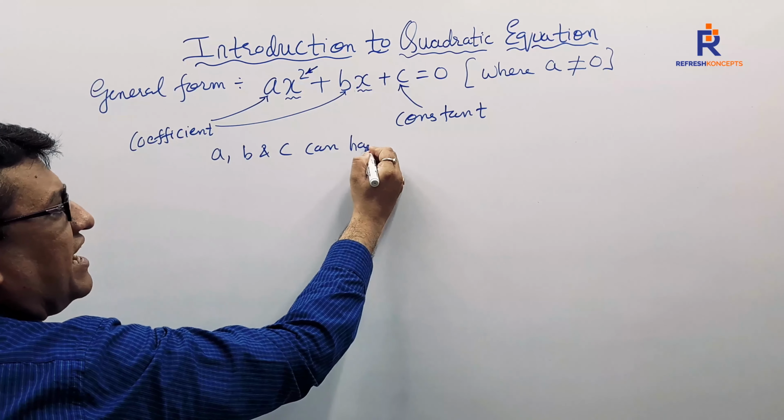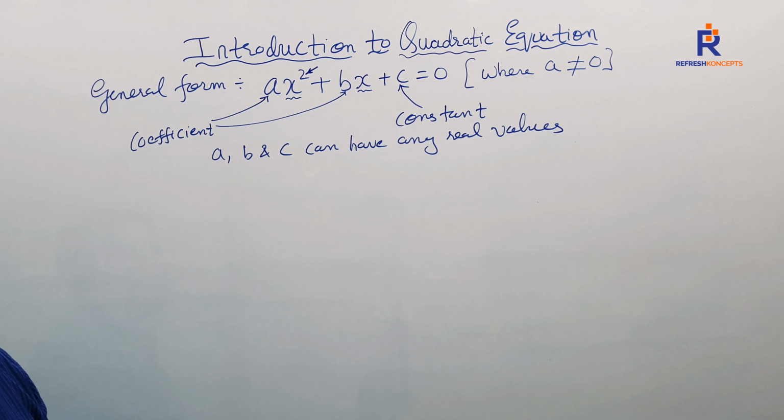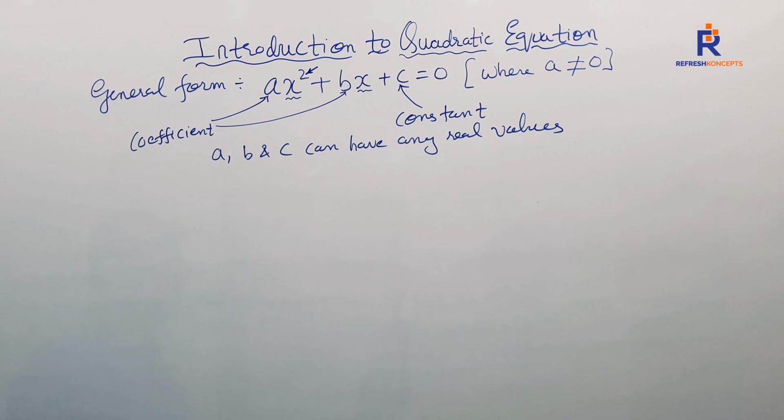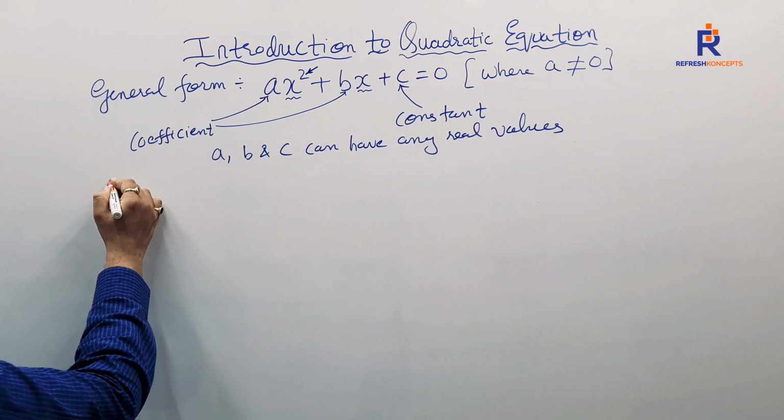Let's summarize. Any equation which is in the form of ax square plus bx plus c equals to 0, where a not equal to 0, is termed as a quadratic equation. Now, there are many minds right now asking a question to themselves and to me also. Sir, can b and c be 0? It is only one condition you have written: a cannot be equal to 0. Can b be 0? Can c be 0? Let's understand.